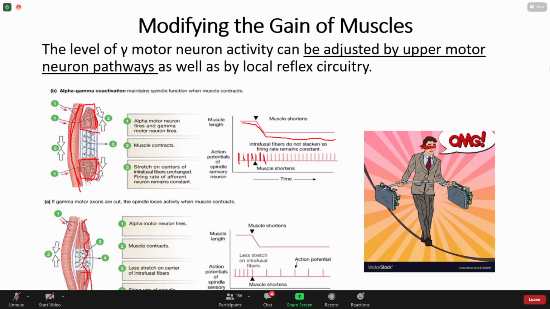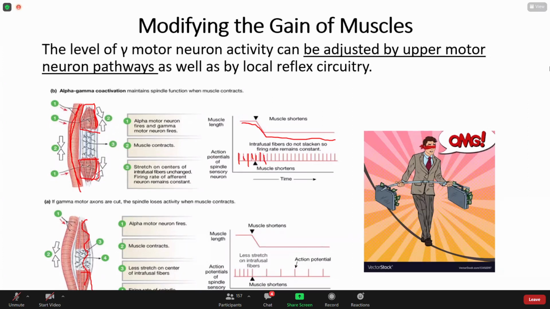For example, when you are standing in a bus, we know the bus ride is usually bumpy. When the muscle fibers' gain is high and the gamma is activated along with the alpha motor neurons, what it means is that it will compensate for the unpredictable motor behaviors happening while you are riding a bus, or for example, while you are walking on a rope.